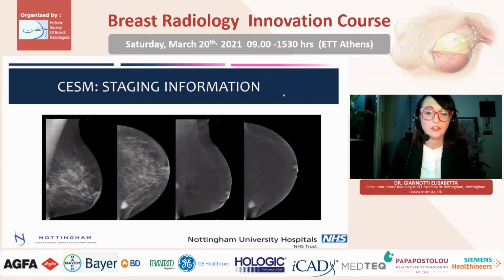And what about the staging information? This is quite an old picture, but I like to present it. I put it in the first slide before, but I don't know if you noticed that there was a further lesion behind the nipple. We could see the lesion in the central left breast that is visible in the low energy picture. But if we move to the recombined picture, there is a lesion behind the nipple as well that I think is not visible on the low energy picture.